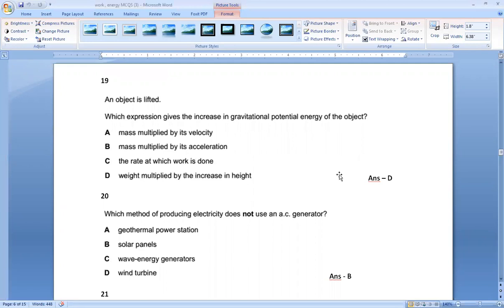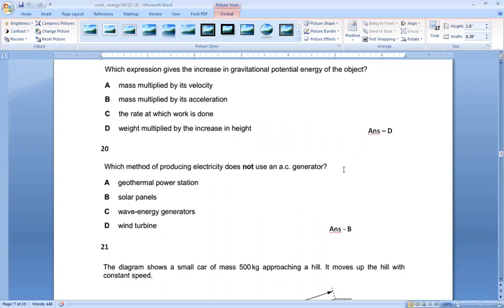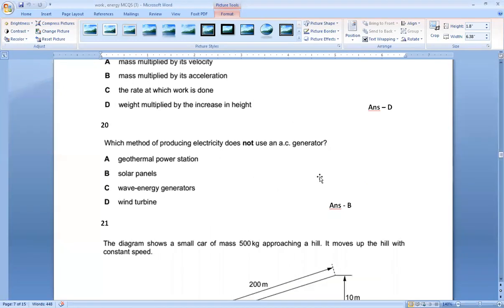Number 19 says an object is lifted. Which expression gives the increase in gravitational potential energy of the object? Potential energy is mgh, that is weight multiplied by the increase in the height. The option is D. Next: which method to produce electricity does not use an AC generator? In all cases we are using an AC generator except the solar panels. In solar panels, we use solar cells to convert sunlight into electricity. So option is B.